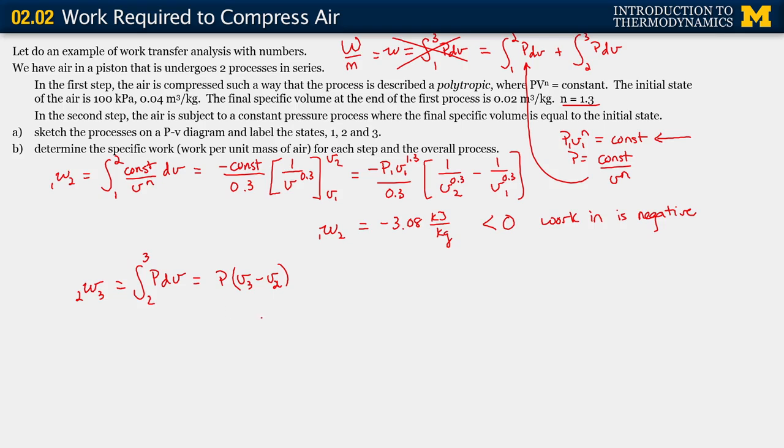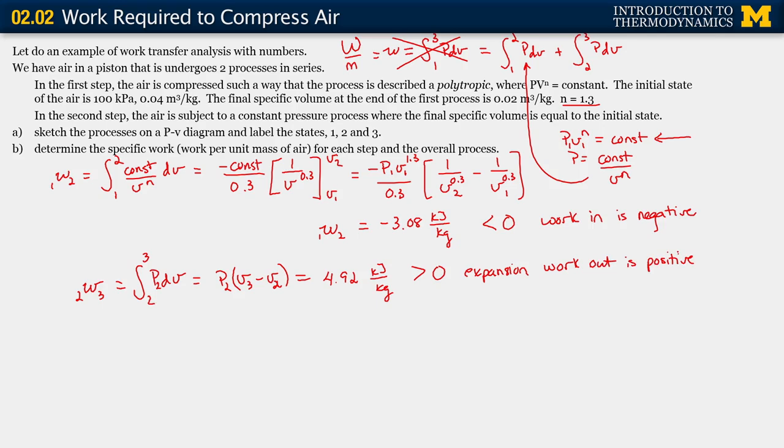And again, we know all of these volumes. We know the pressure. We can either use the pressure at state 2 or at state 3. We'll go ahead and call that P2. Plug in those numbers, and we get 4.92 kilojoules per kilogram for the specific work transfer from 2 to 3. This number is positive. It's an expansion process. So again, this confirms our sign convention, which says expansion is work out. And so that is a positive value.